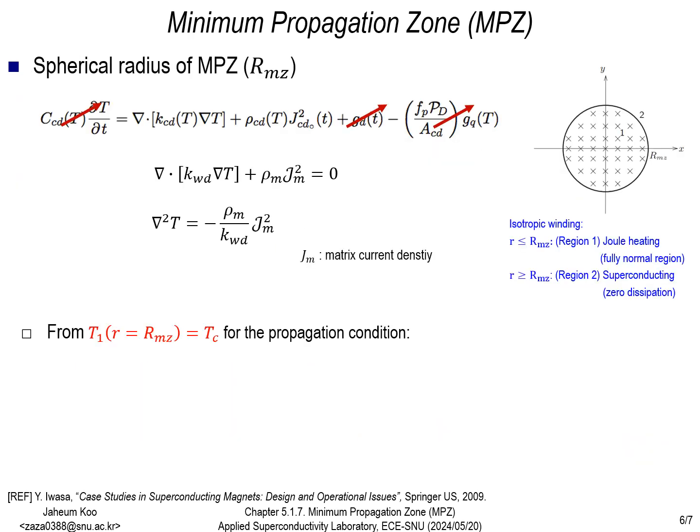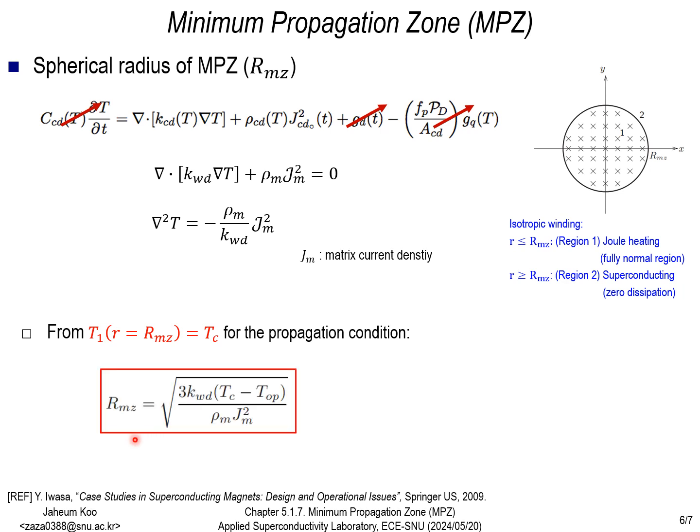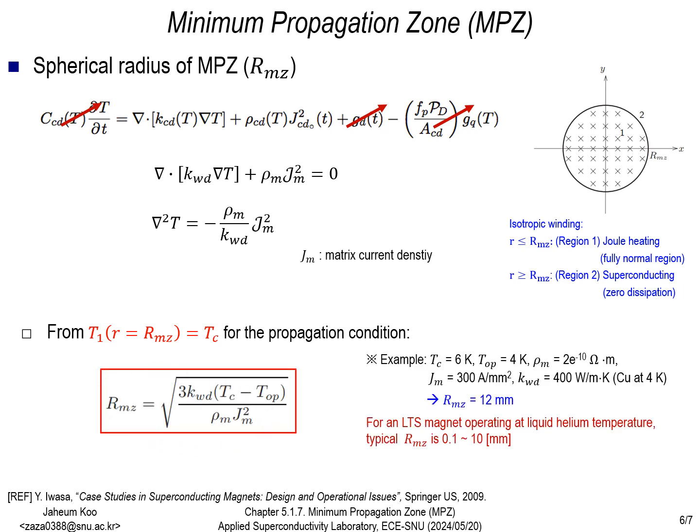By applying the previously mentioned assumptions to the power density equation, we can derive the following formula. Ultimately, the MPZ is defined as shown here, and by substituting simple parameters on the right, we can calculate it as a single value. You can also calculate using these example parameters. The value calculated in this way can also be used as a basic reference in the design of magnets.